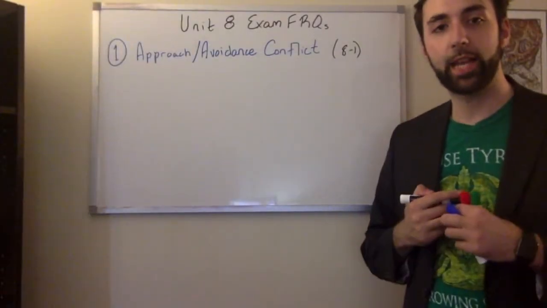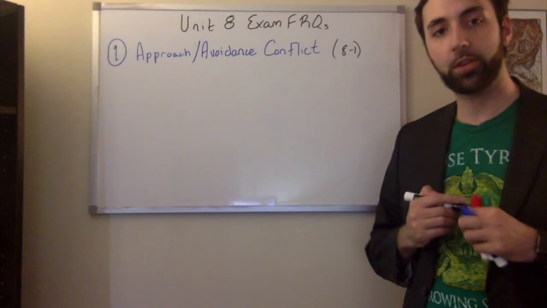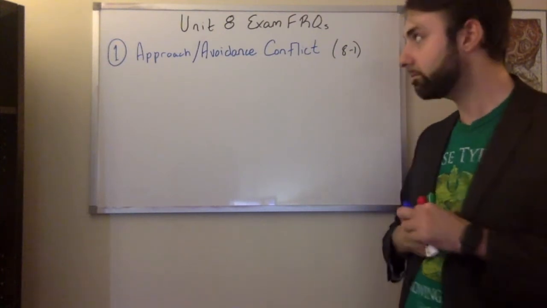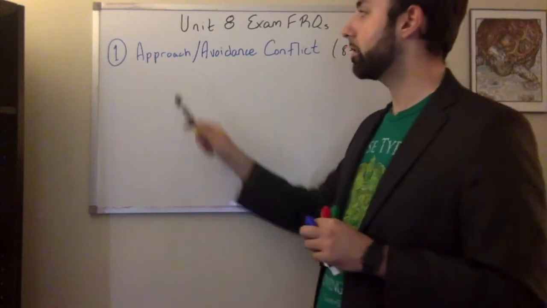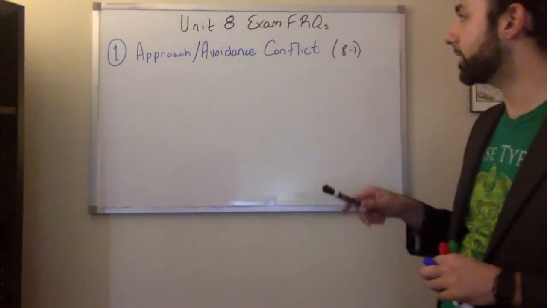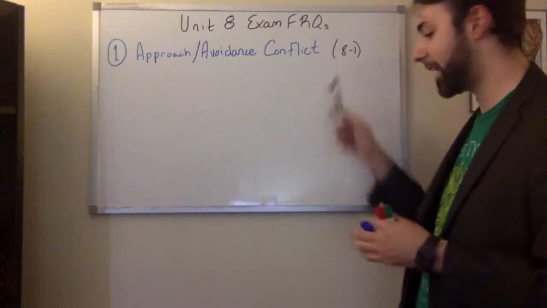Welcome back, AP Psychers. In today's video, we are going to overview the FRQs, which you will find on the Unit 8 exam. The first bullet is what we call the approach avoidance conflict. This information can be found in Essential Task 8.2.